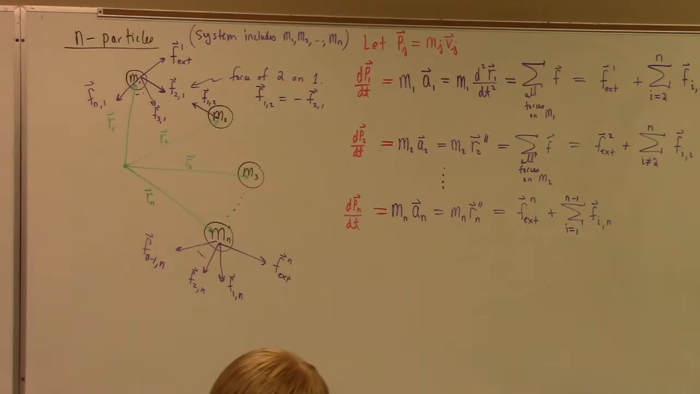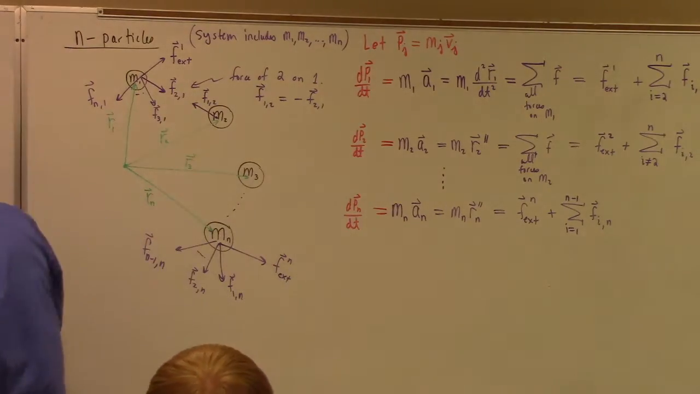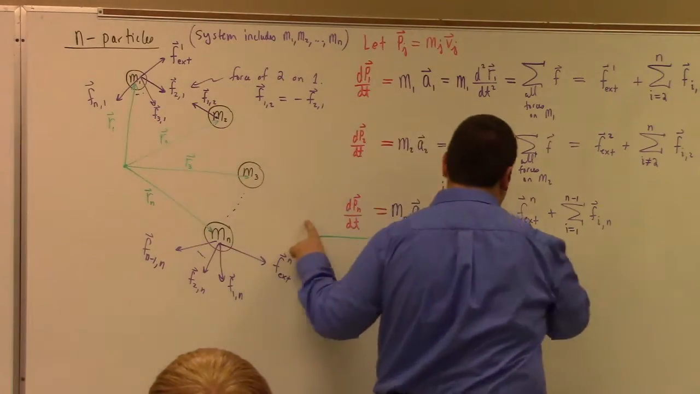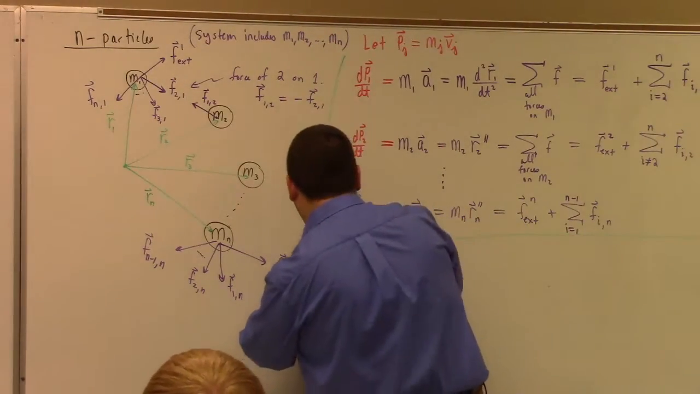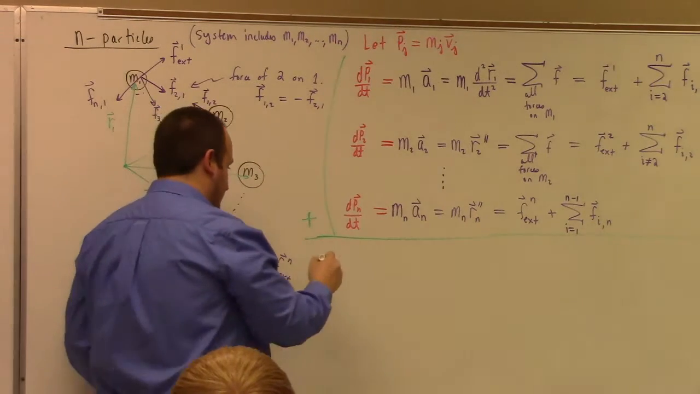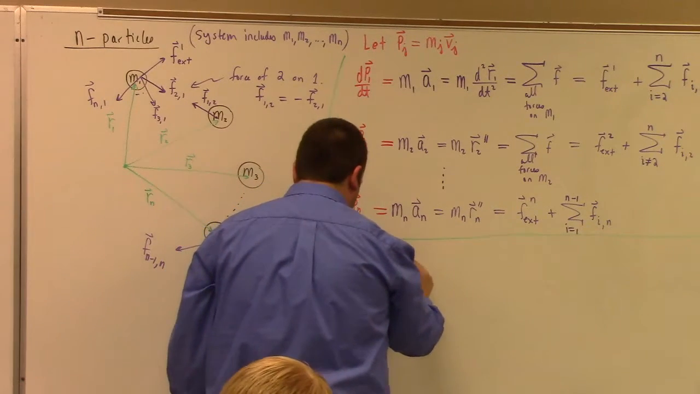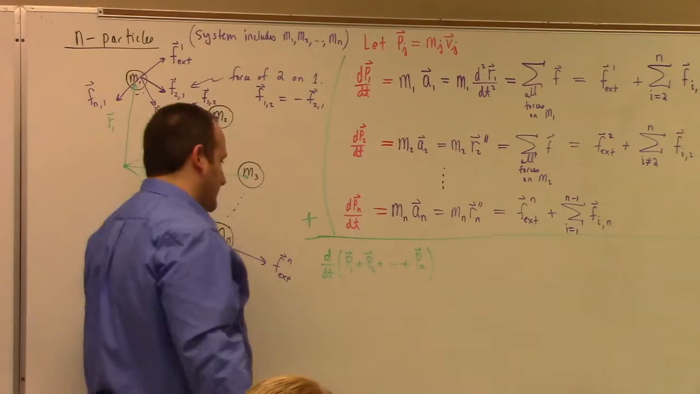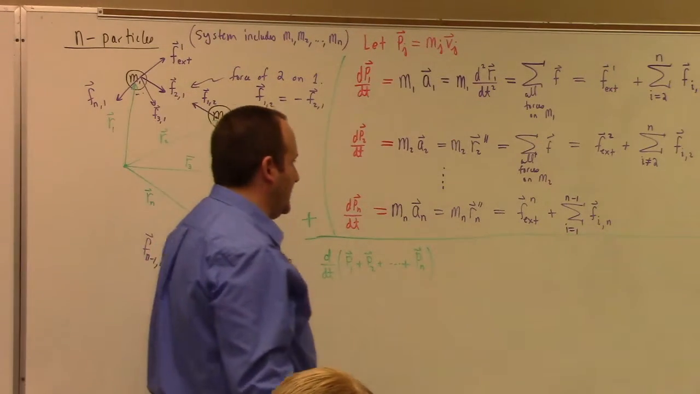So what do you think I'm going to do now? I'll tell you what I'm going to do. I'm going to add these equations. Don't tell the other math professors I did this. Okay. So what happens when you add the momentums? P1 plus P2, right? Plus Pn. Right, because the sum of the derivative is the derivative of the sum. Still true for vectors. Then what else can you say? What's this equal to?